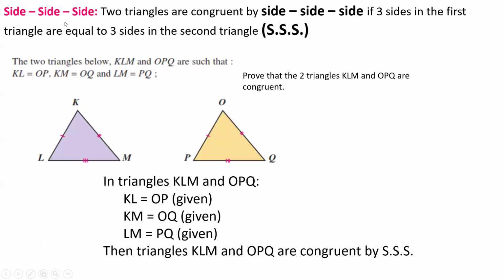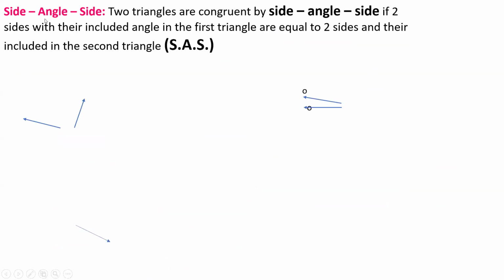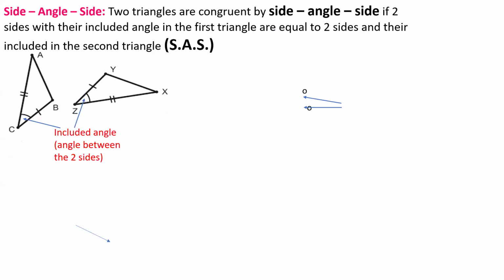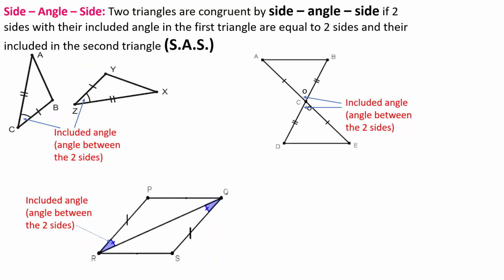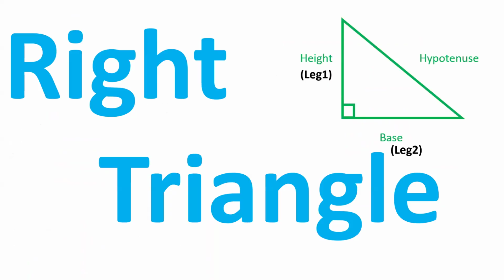The cases that we studied last year, I solved some exercises for you. The first case to remind you about is the side, side, side, which is the SSS, and how we can prove two triangles congruent by side, side, side. Then the second case was the side angle side, or the SAS, and we have three different figures about this case. Now we will be moving to talk about right triangles.